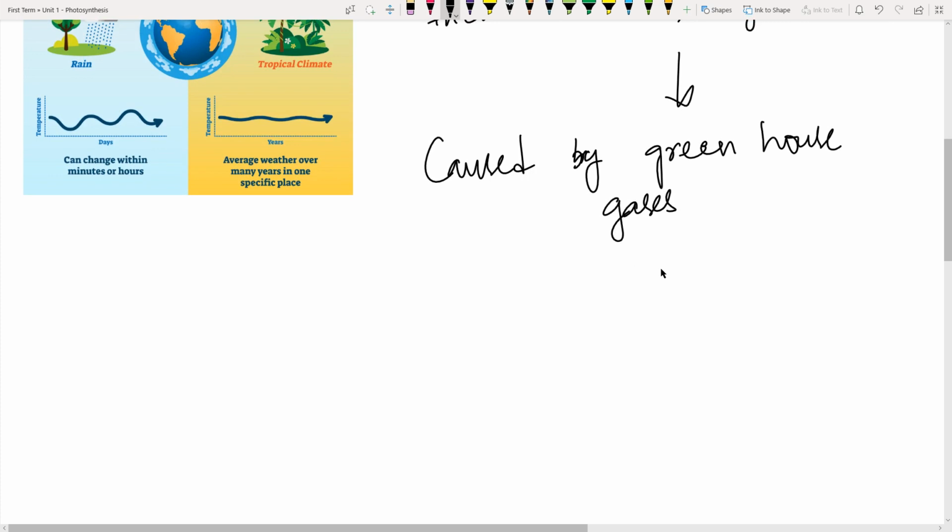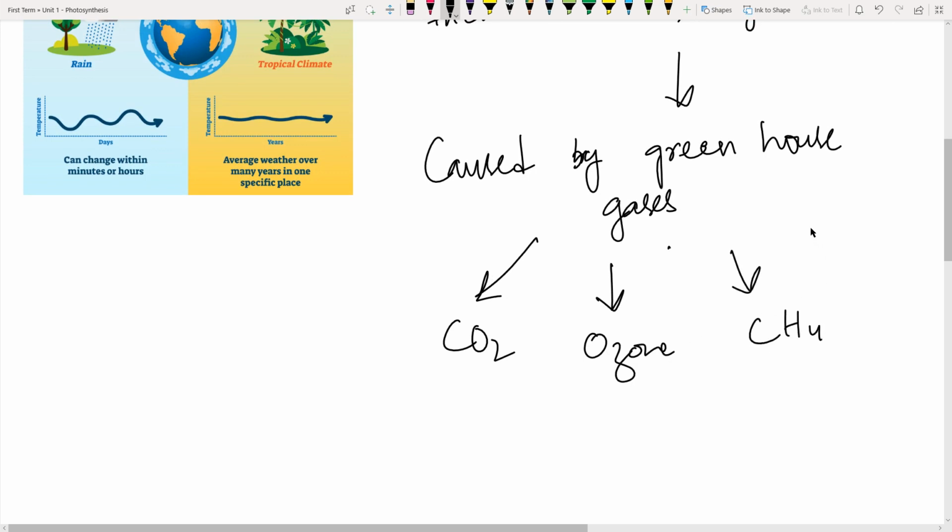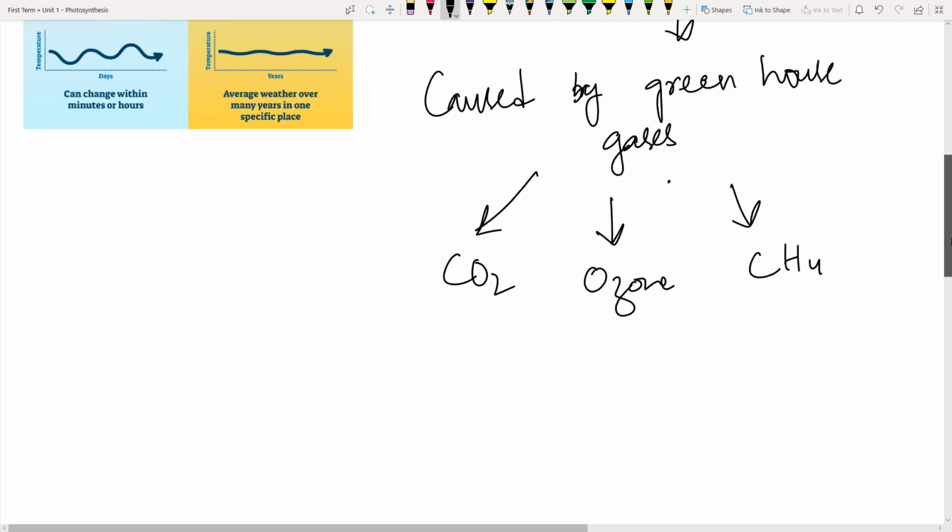So when we talk about greenhouse gases, these are like CO2, right? Like ozone, and then we have methane, right? And then many more gases like these, which have this greenhouse effect, which is, let's talk about greenhouse effect.